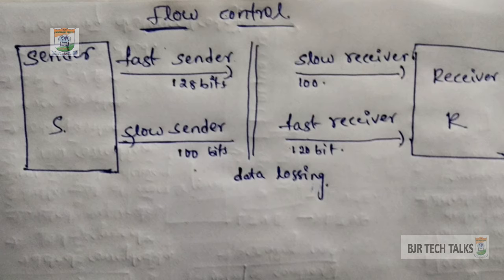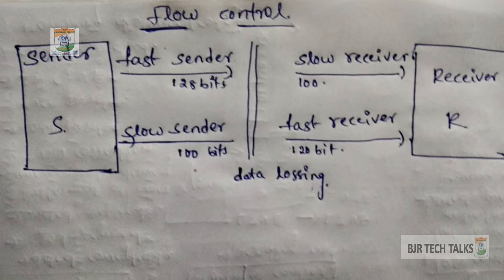The next one is flow control. Flow control is the process of managing the rate of data transmission between two nodes, like sender and receiver. Here, fast sender and slow receiver, or slow sender and fast receiver. In these two cases, data will be lost. At that time flow control acts by regulating data transmission using the congestion control algorithm and the bottleneck algorithm.